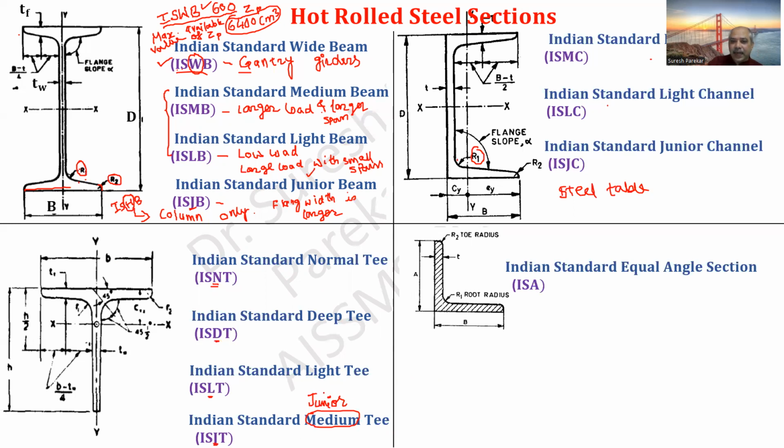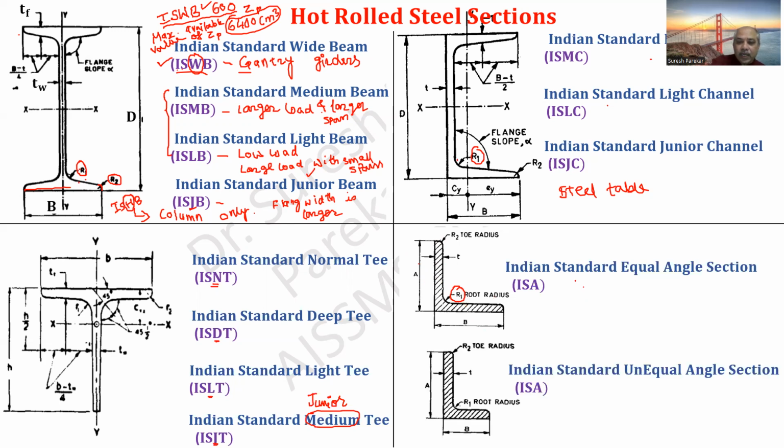Indian Standard Equal Angle section, and you can see R1, R2, the root radius. You should know where they are, because sometimes he may ask. R1 again is at the junction, and R2 is when you are going outside. Now you can see here we have A and B. In this case A equals B. So this A should be equal to B.